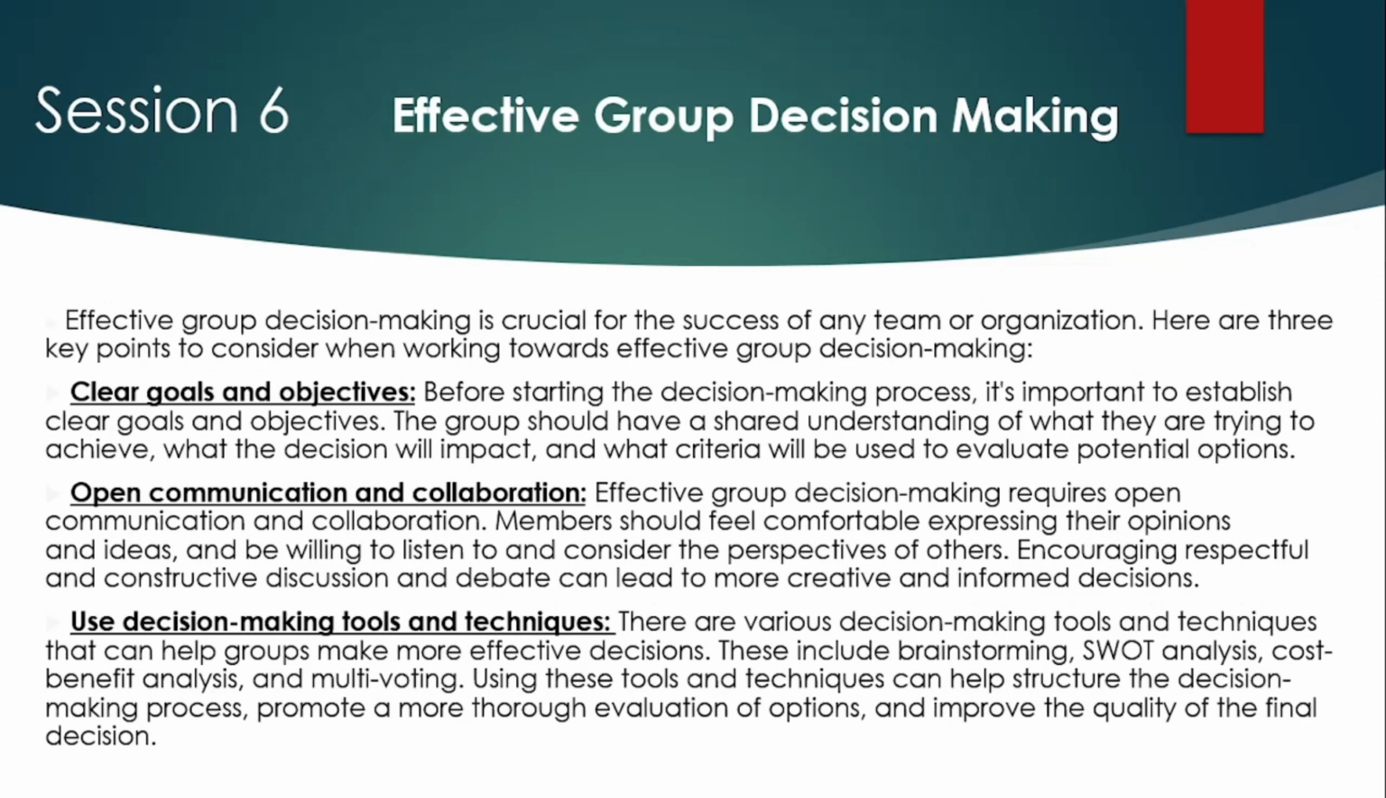Effective group decision making. Effective group decision making is crucial for the success of any team or organization. Here are 3 key points to consider when working towards effective group decision making. Clear goals and objectives. Before starting a decision making process, it is important to establish clear goals and objectives. The group should have a shared understanding of what they are trying to achieve, what the decision will impact, and what criteria will be used to evaluate potential options.